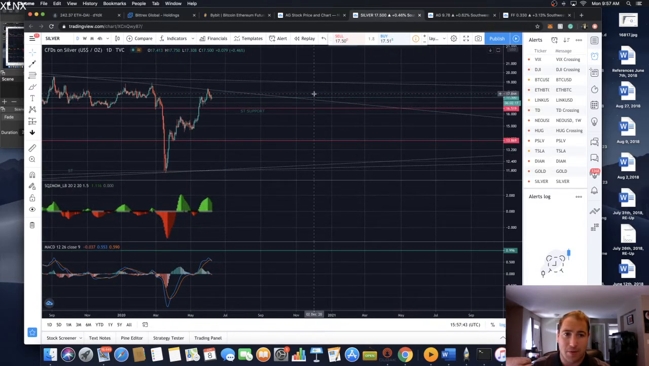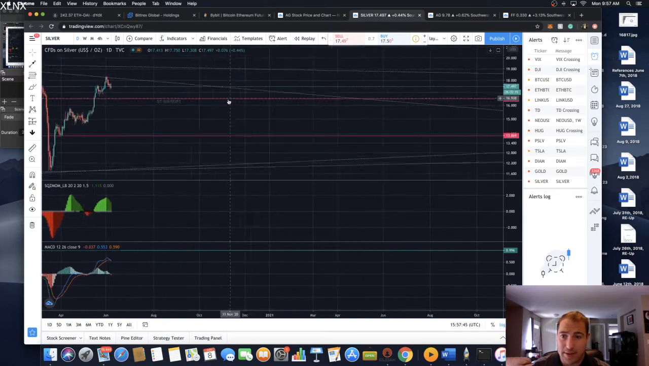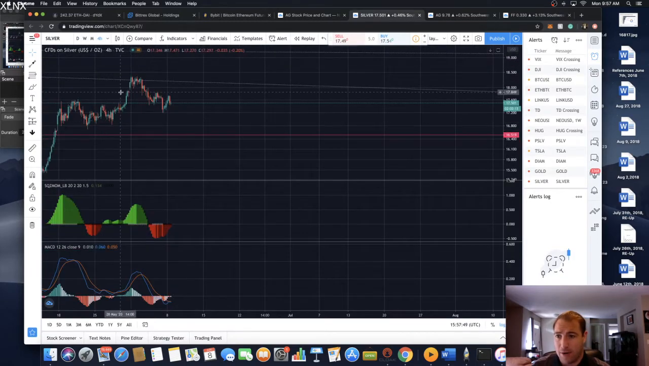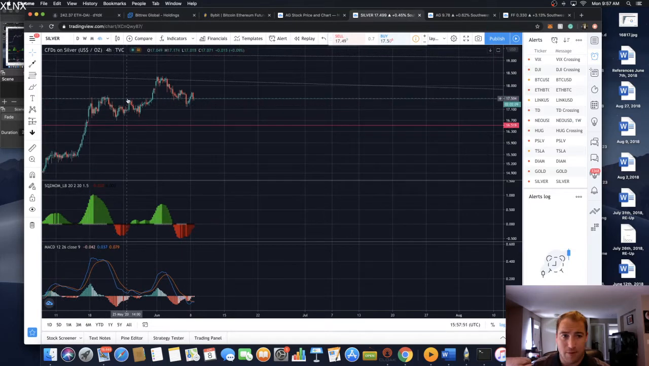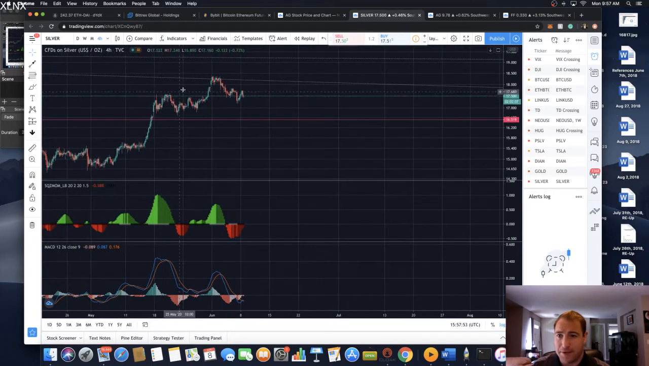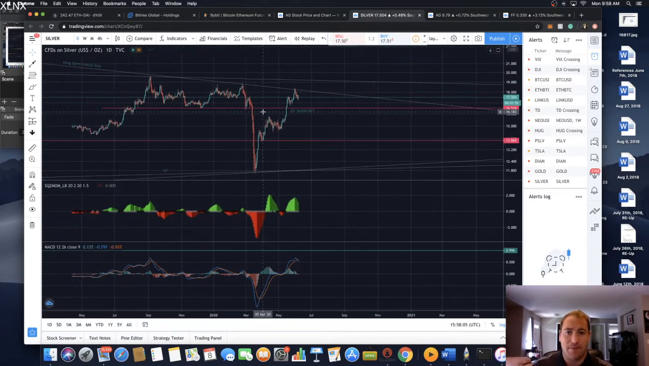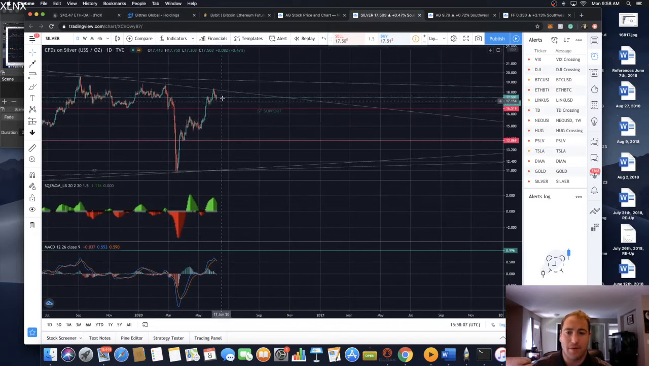It's already getting support at 1750 quite nicely, and if we even go in further, let's say the 4-hour, you can say that we're getting supported at 1750 here. So you could say we've already went down and we've already started to move up a little bit too. So you can see how this works when you go time frame within time frame. For me, I assume that we're in a pivotal position with silver right now.